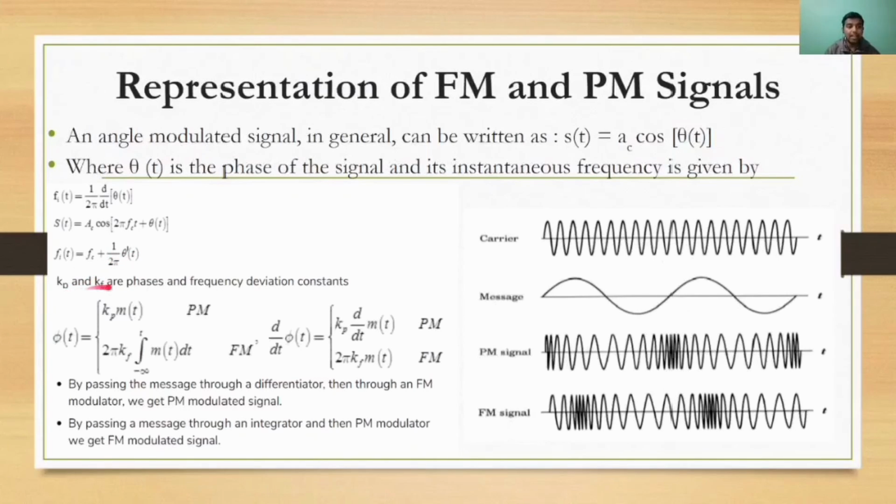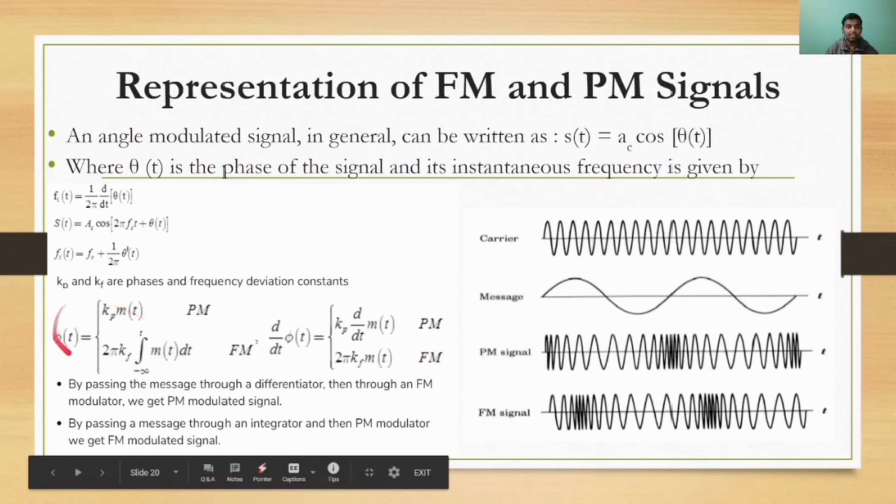Now kp and kf are the phase and frequency deviation constants. Then phi(t), which is the phase deviation, can be written as kp m(t) for PM and 2 pi kf integration minus infinity to t m(t) dt for FM. Now if we differentiate phi(t), we can get kp d by dt m(t) for PM and 2 pi kf m(t) for FM.